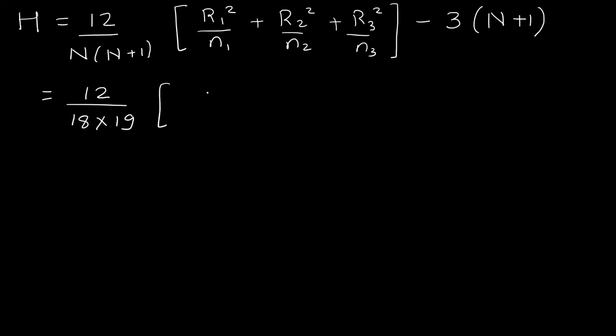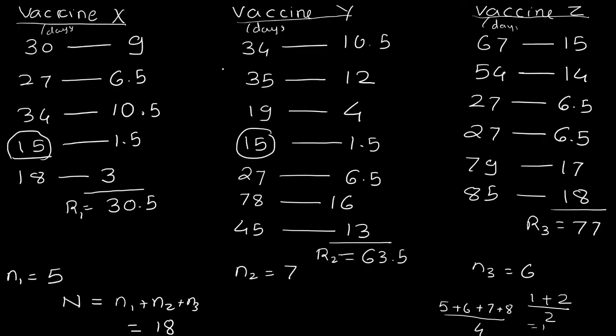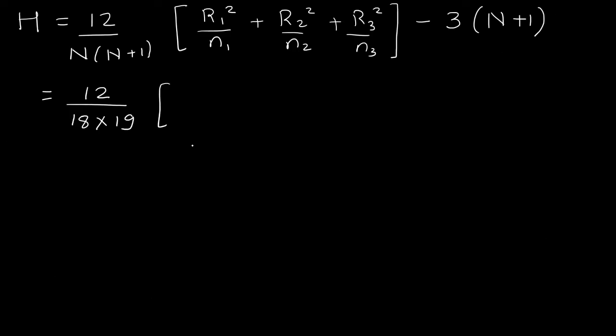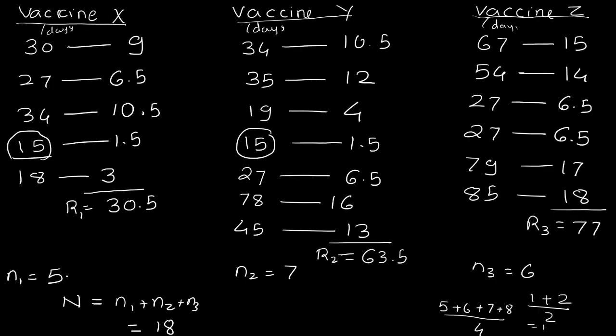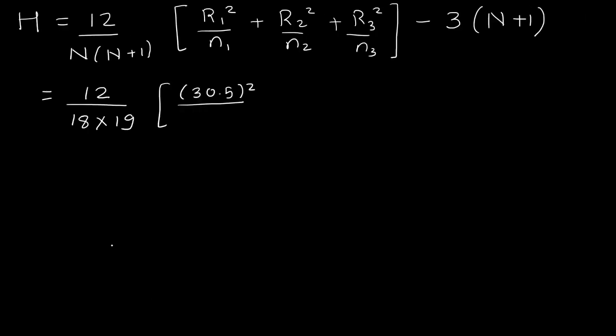12 upon capital N is 18, so it will be 18 into 18 plus 1, that is 19. Okay, then r1 square, r1 is my 30.5. Now 30.5 the whole square comes to around 930.25, divided by n1. N1 is what? N1 is 5, that is the number of observations or the sample size of sample X.